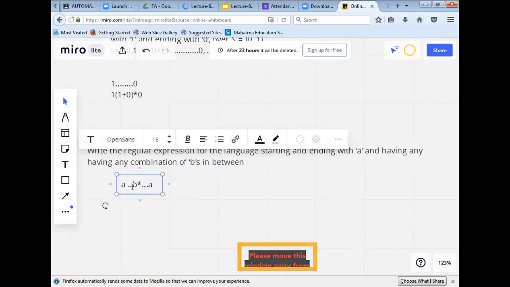Fine. So what will be my answer? It is A B star A. Yes, Nikunj, right. It is A B star A. Or I can write, or single A. Why am I writing this? Because A is also a string starting with A and ending with A, and we cannot obtain this from this expression. So we will write it separately, or A.